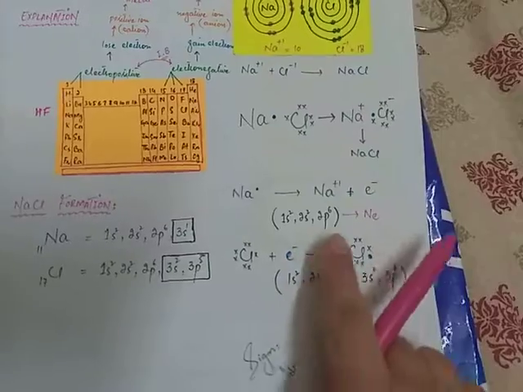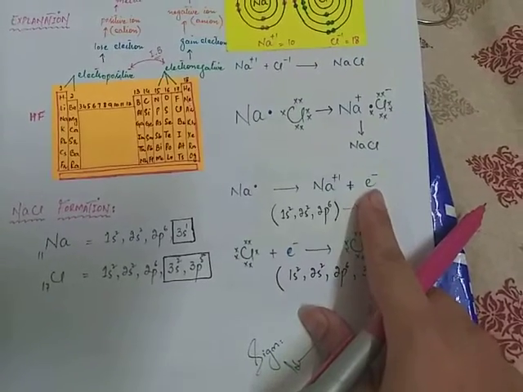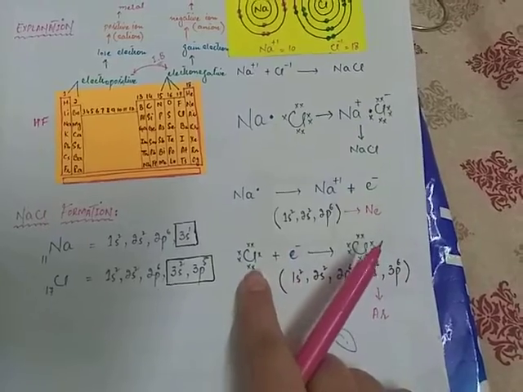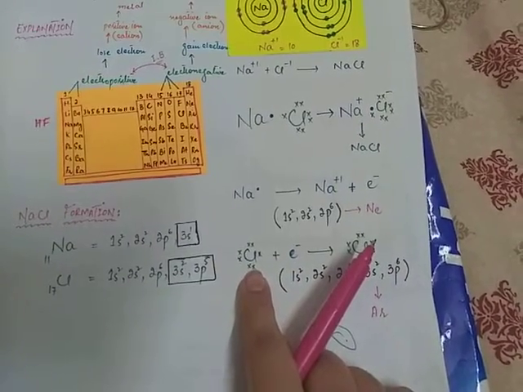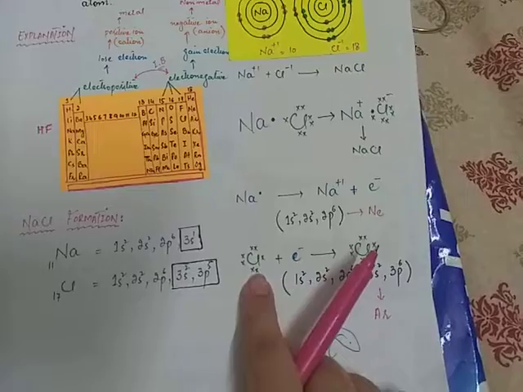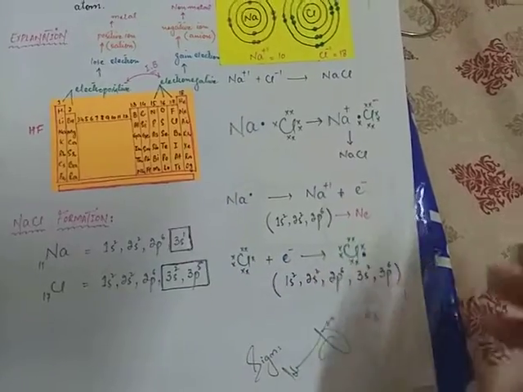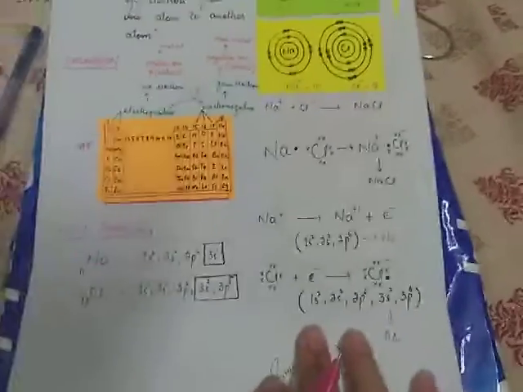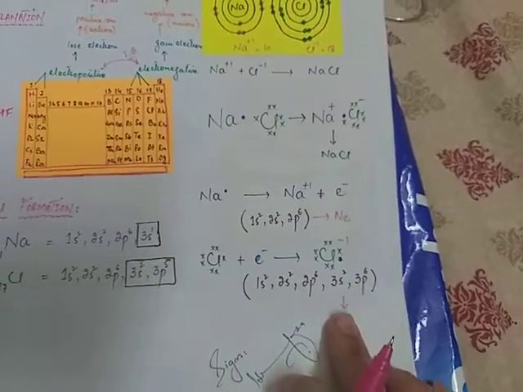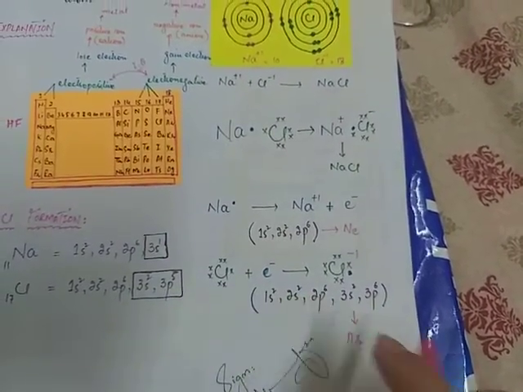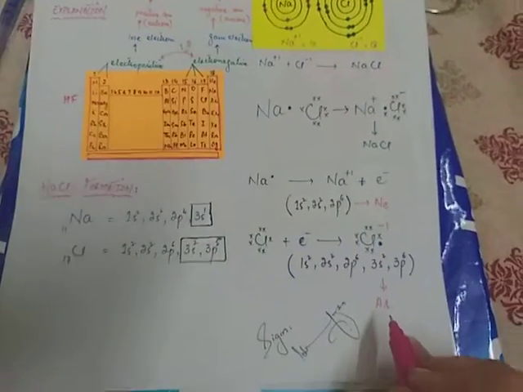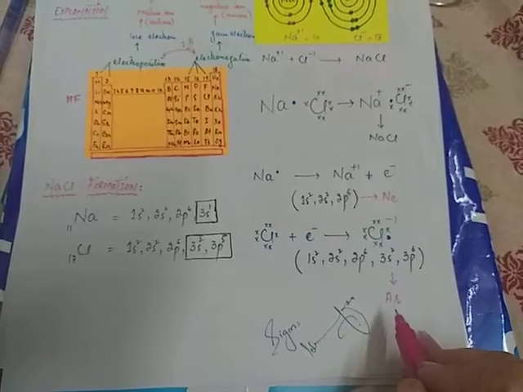Now the electron that is lost by the sodium atom is gained by the chlorine atom. Chlorine has only 7 electrons in its valence shell. When it gains 1 electron, it forms the chloride ion, Cl-1. Now the electronic configuration of chlorine is 1s2, 2s2, 2p6, 3s2, 3p6. This electronic configuration, beta, resembles argon, that is also a noble gas.